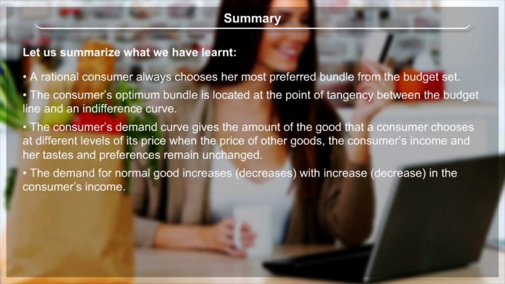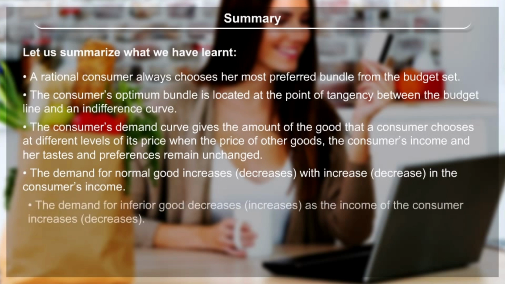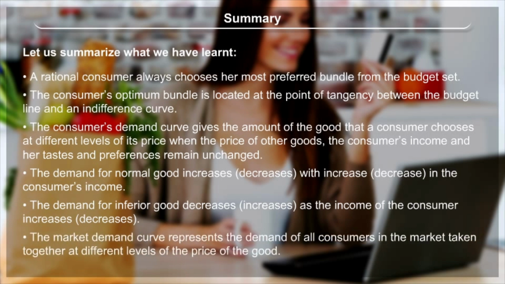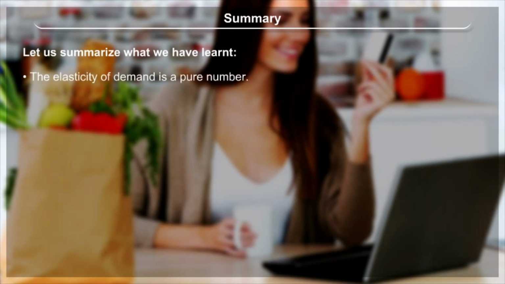The demand for a normal good decreases with a decrease in the consumer's income. The demand for an inferior good increases as the income of the consumer decreases. The market demand curve represents the demand of all consumers in the market taken together at different levels of the price of the good. The elasticity of demand is a pure number.